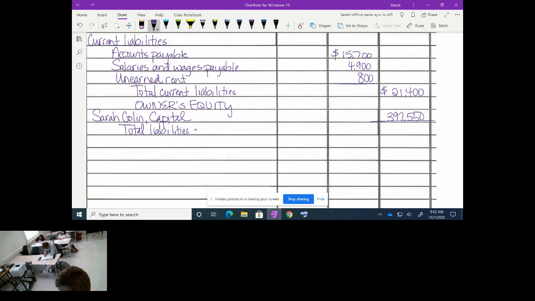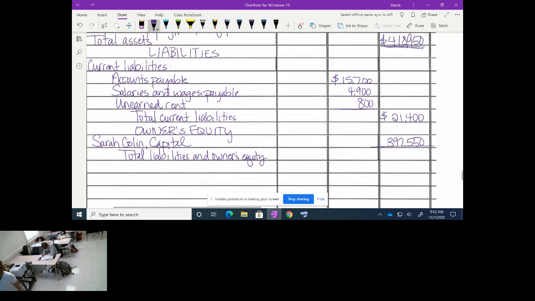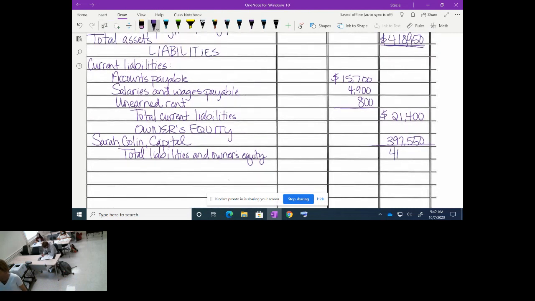But what is my number? And don't just copy your total assets number. Make sure it actually is the same. Add them up. It should be 418,950. Because if it's not, then you're out of balance and your balance sheet is wrong. Or you did things wrong.